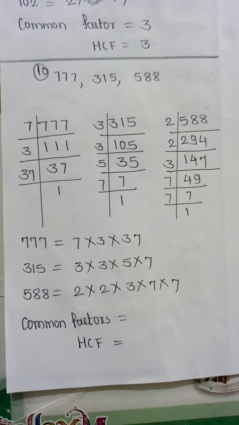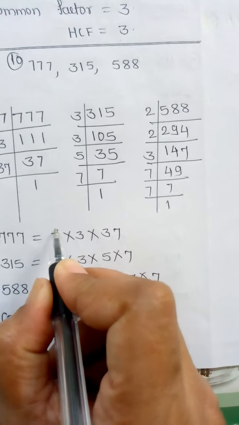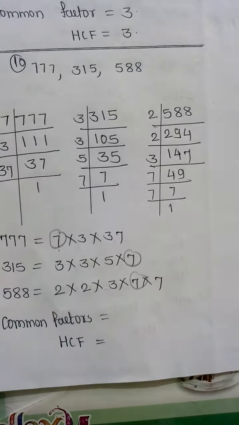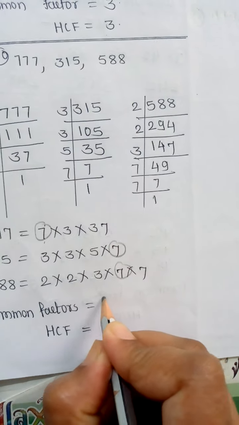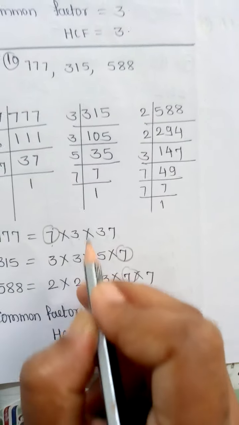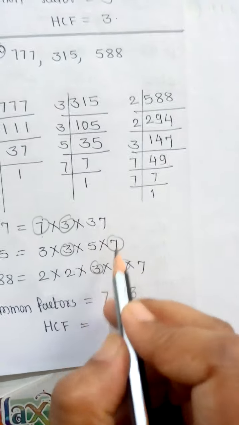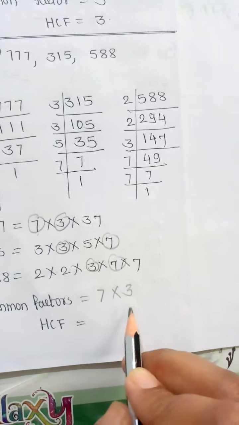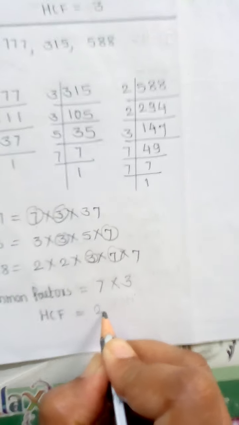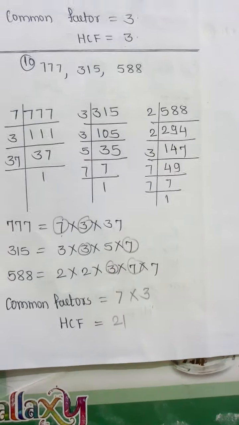Now see the common factors. This 7 is there. Is there 7 anywhere? Yes, it is there. So 7 is common. I will write here 7. Now here 3 is there. Here is 3, yes, it is there. Here, yes, it is there. So 3 is also common. So I will write here 3 also. Now 37. Is there 37? No. So the common factors are 7 and 3. The multiplication of 7 and 3 is 21. So the SCF of these three numbers is 21.